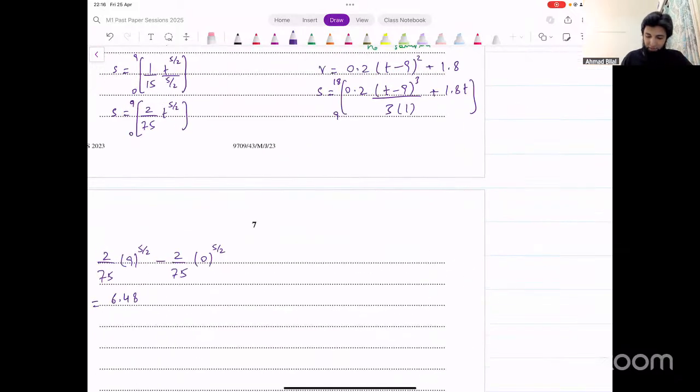Let's see what we get from this. 0.2 into 18 minus 9 raised to power 3 divided by 3 plus 1.8 into 18. Subtract from this the case when you input t equal to 9. That makes the first term 0 and the second term 1.8 into 9. Now you can simplify this and see what this turns out to be. What do we get from this?